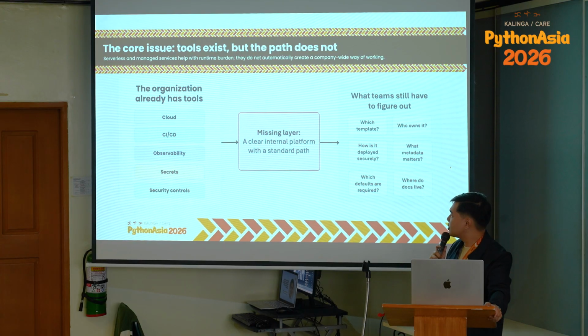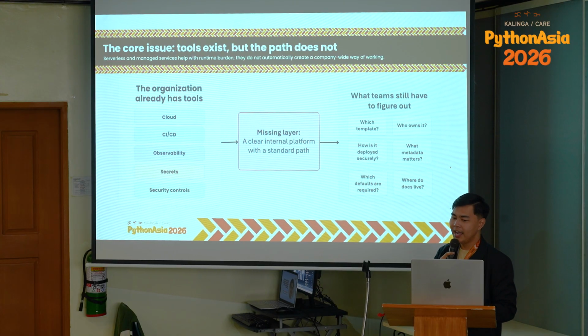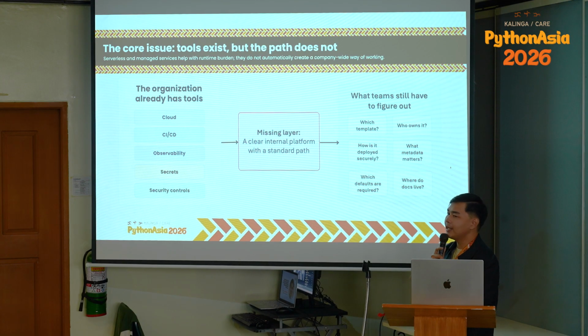So this is the issue. The organization is not really empty-handed. The tools exist. They have the cloud adoption, they have the CI/CD, the observability tooling, and in a way, we are missing a certain layer into figuring out how can we easily adopt these sorts of things.